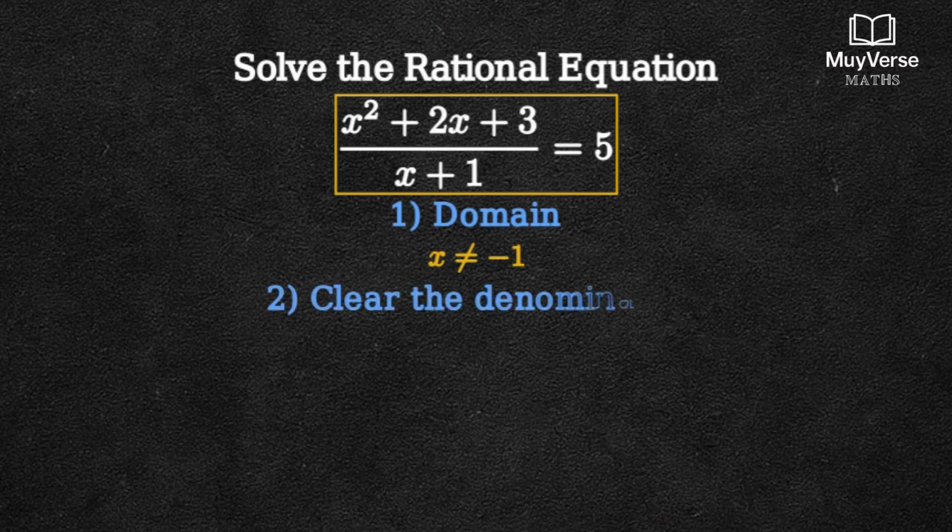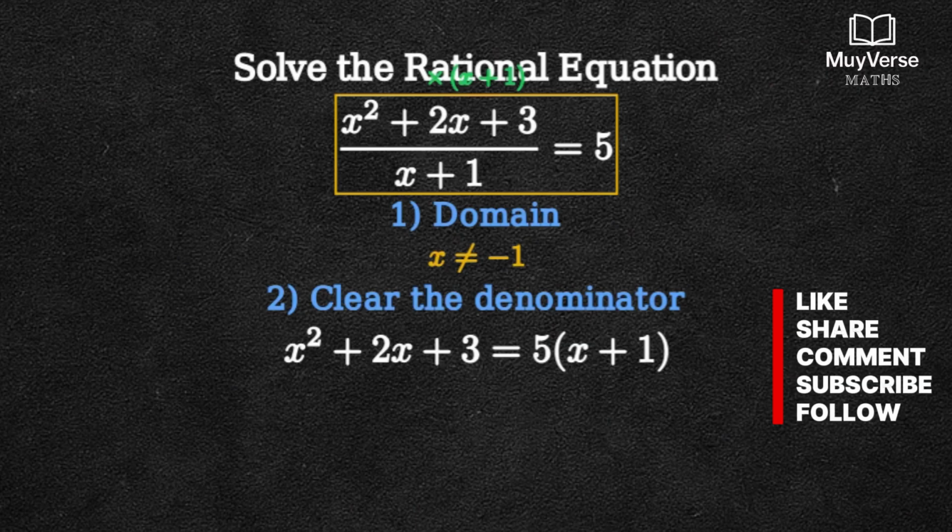Step 2. Clear the denominator. Because x is not -1, we can multiply both sides by x plus 1 without changing the solutions. This gives x squared plus 2x plus 3 equals 5 times the quantity x plus 1.